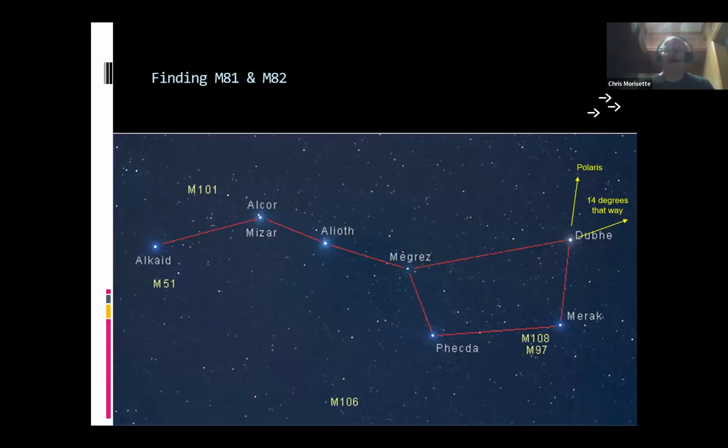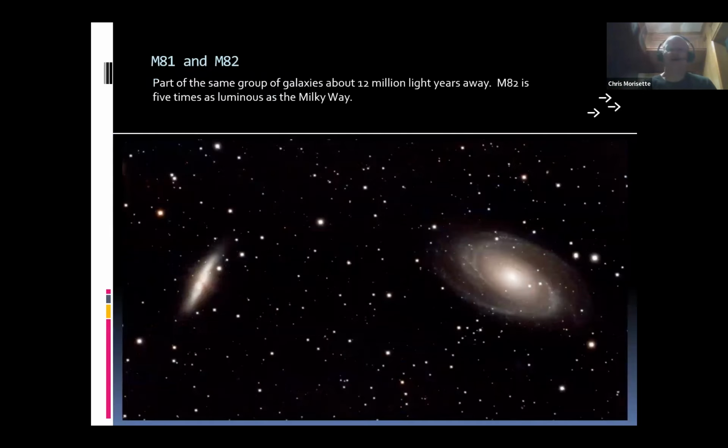Okay, so now what we're going to do is go out from the top part of the cup of the Big Dipper about 14 degrees that way. And when we do that, we'll get to a pair of galaxies called M81 and M82. This used to be referred to as Bode's Nebula. Then when they figured it out, it was actually a galaxy, and it got renamed Bode's Galaxy. And this is its companion galaxy right here, called the Cigar Galaxy, which is M82.